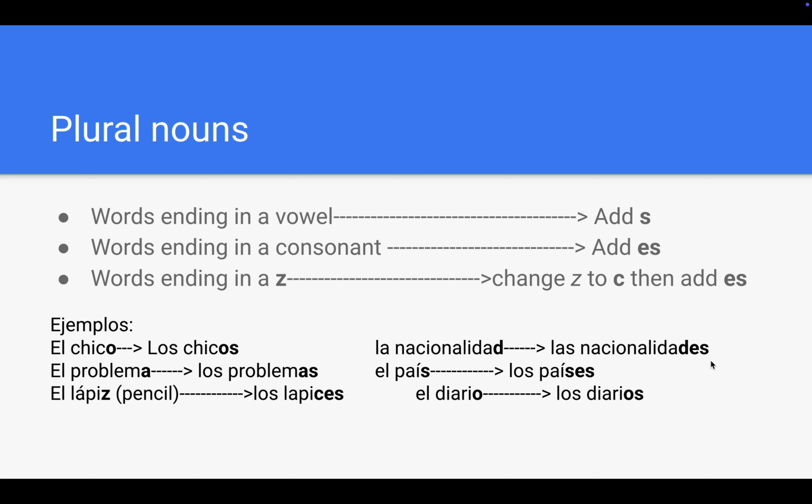Nacionalidad, and then we have that es ending, dades. So now it's dades. It's a whole extra syllable. It's not nacionalidades, it's nacionalidades. And then if it ends in a z, like lápiz, when you make it plural, you replace the z with a c, and then it gets an es ending. So it's lápices.